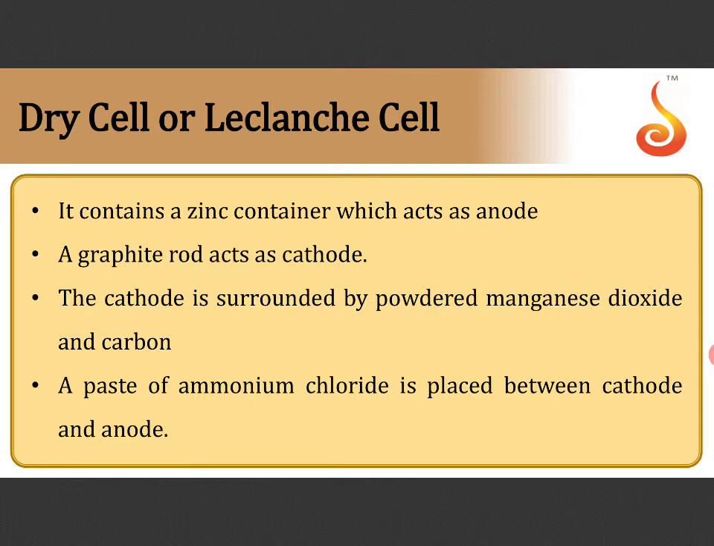Okay, here in the fourth point, a paste of ammonium chloride along with zinc chloride is also supposed to be used. You please note it down, along with ammonium chloride, because some of the textbooks say that even zinc chloride is used along with ammonium chloride as an electrolytic paste. It is used as a paste. All the other details given here, you please go accordingly. Zinc container as anode, graphite as cathode, and cathode is surrounded by powdered manganese dioxide.